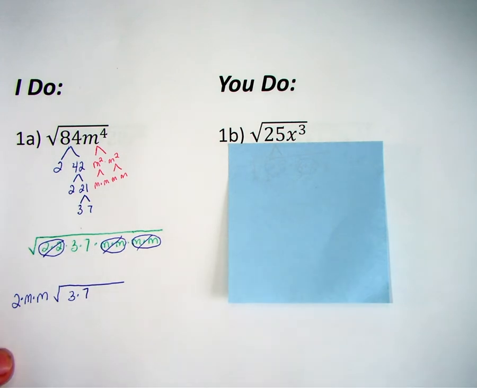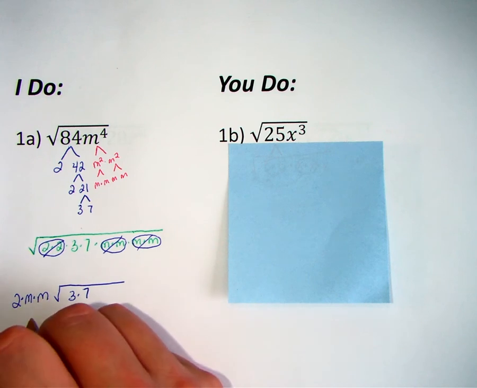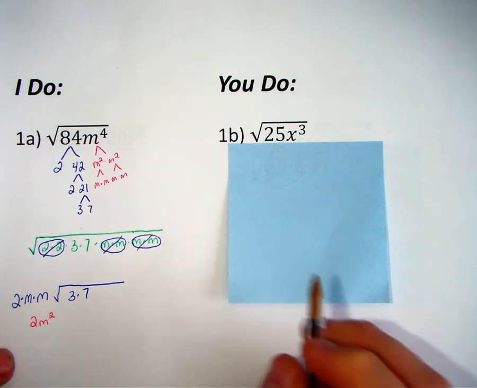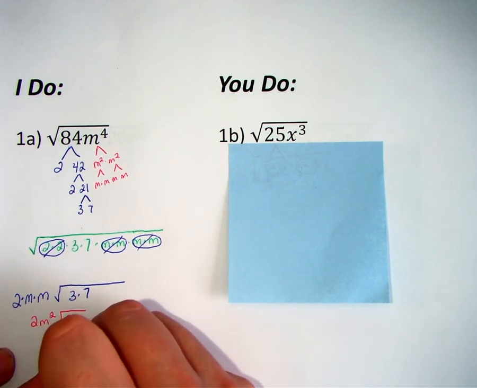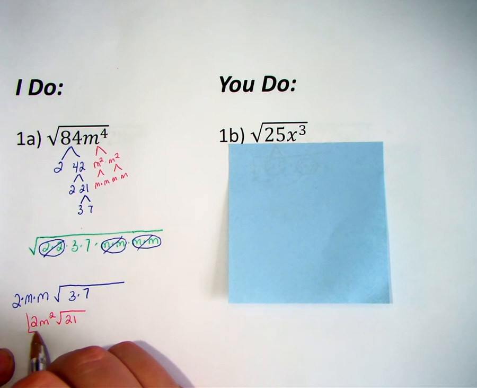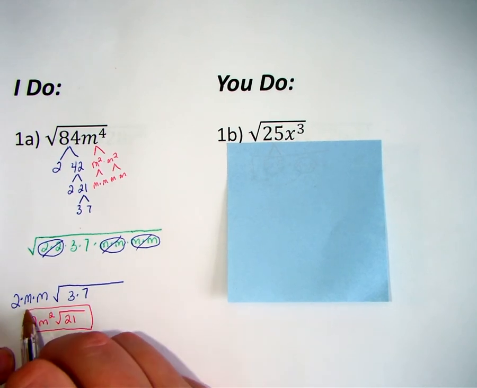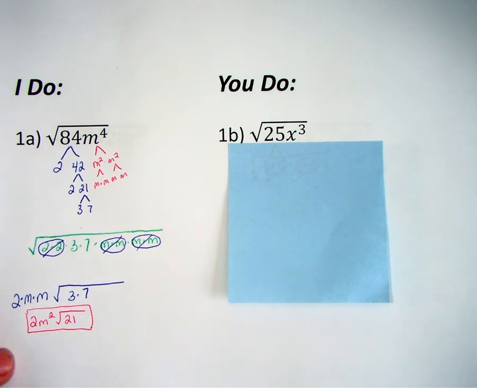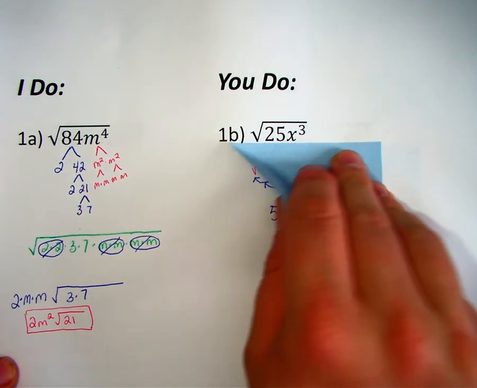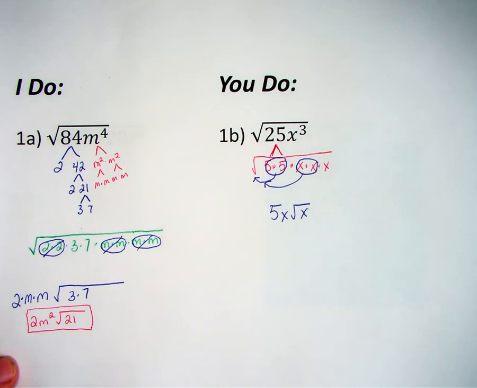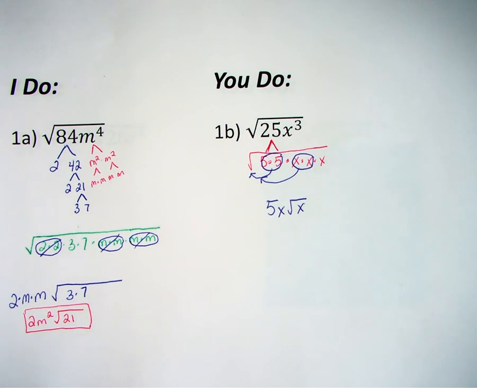And then when we're all done, we combine things back together. So 2 times m squared is going to be 2m squared. 3 times 7, 21. And so our final solution is going to be 2m squared root 21. I want you to pause the video, take a moment to try the you try. Welcome back. Root 25 x cubed. You should have ended up with a final solution of 5x root x.